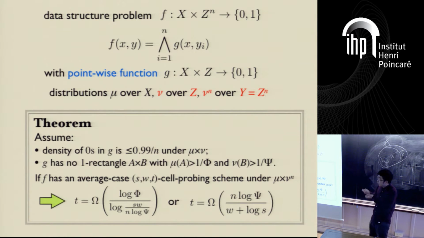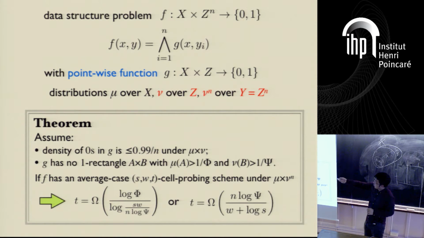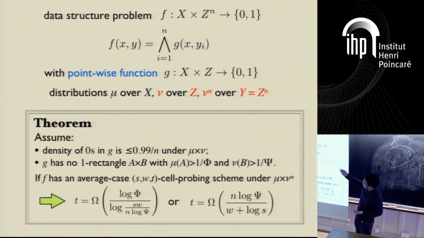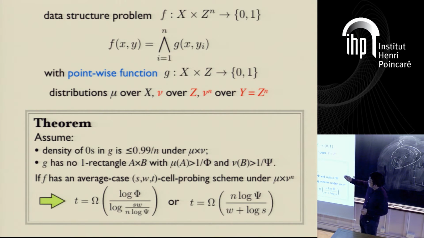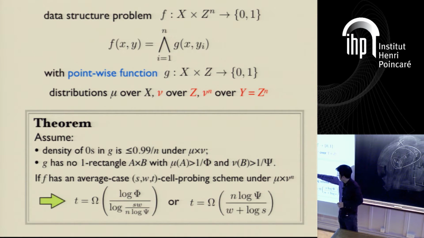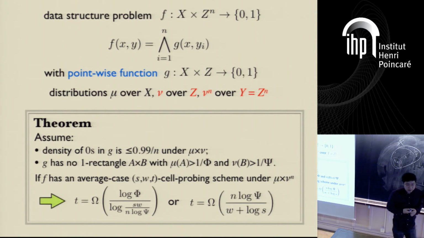Remember that for the richness lemma, to prove a lower bound, we need to show a data structure problem is dense and also has no monochromatic rectangle. But here, consider this natural family of conjunction data structure problems, where F is the big data structure problem, and G is the smaller one, the pairwise function. We only need to say that G is dense enough, and that G has no rectangle of this size. Then we automatically get this lower bound for the big data structure problem.